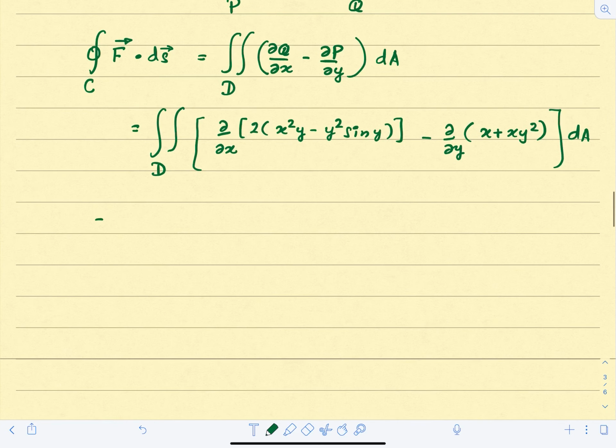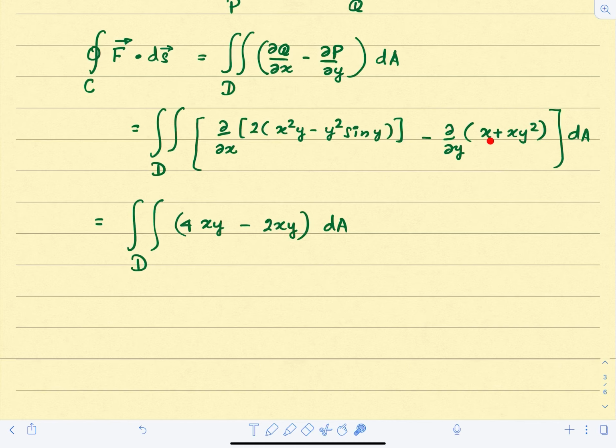Now with respect to the x variable, this term y squared sine y is a constant, and then here we have 2 times x squared y, so the derivative of that with respect to the x variable should be 4xy, plus 4xy, then the derivative of the second part is 0, minus, now the derivative of this one with respect to the y variable should be 2xy, 2xy dA.